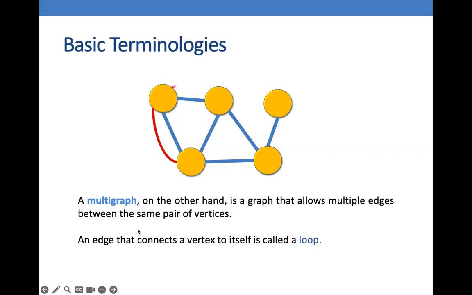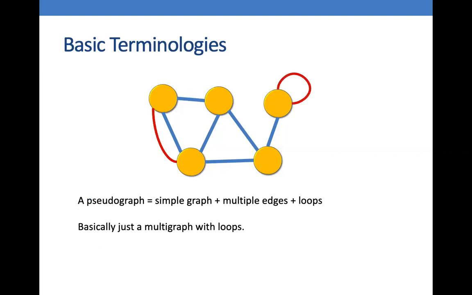Meanwhile, if we have a multigraph, this is a multigraph. In other words, it is just a graph that allows multiple edges, and if it also allows loops, then we call it a pseudograph. So basically, a pseudograph is just a multigraph with loops.